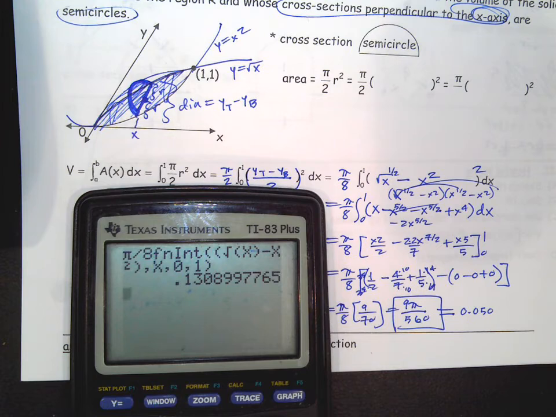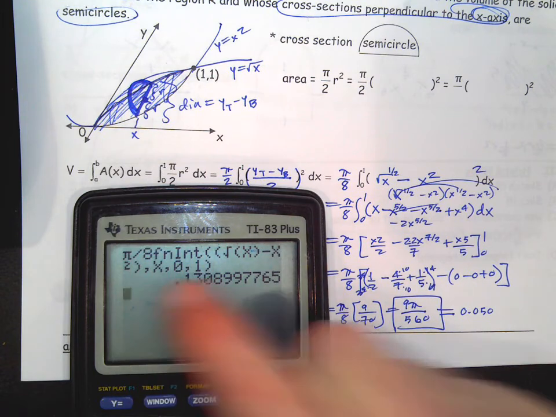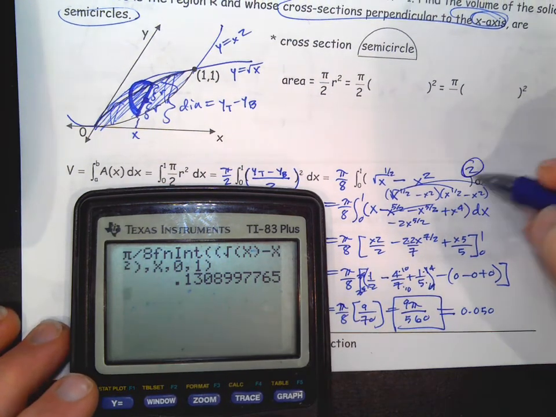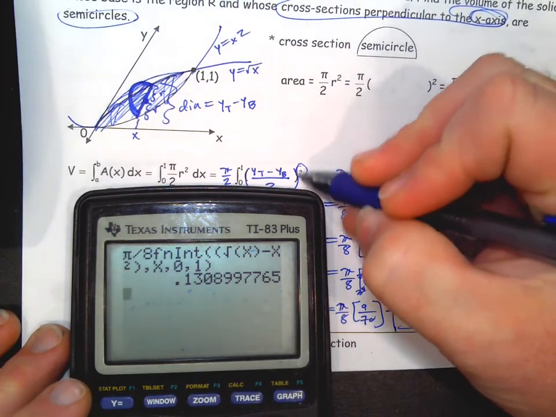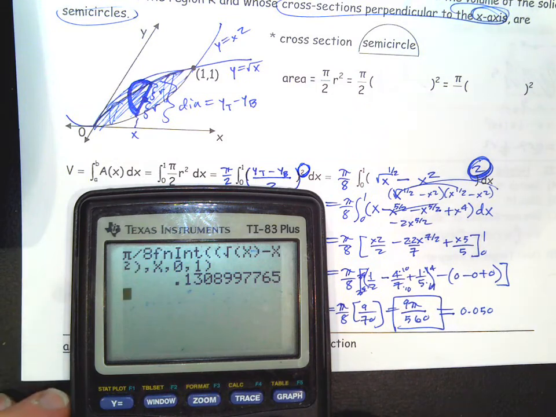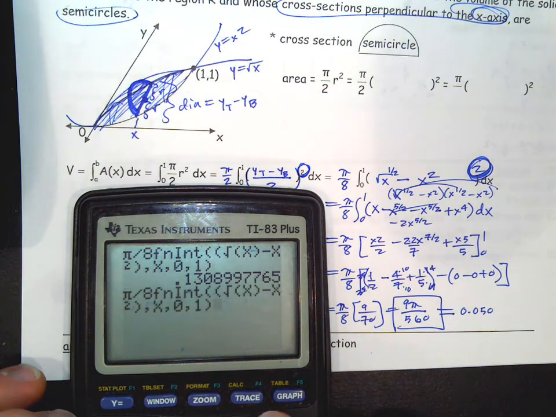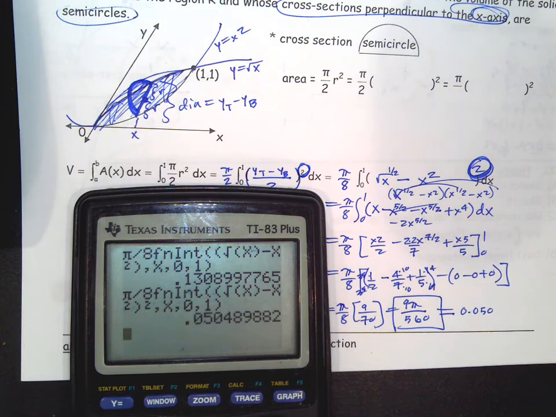Nope, something's wrong. Oh, I forgot this squared, which is a super common mistake. People just forget to write it, or they write it and forget to type it in there. So I'm going to go back in here and say second, insert squared. That should do it. There we go. 0.50. Rounded or truncated, it comes out the same this time.